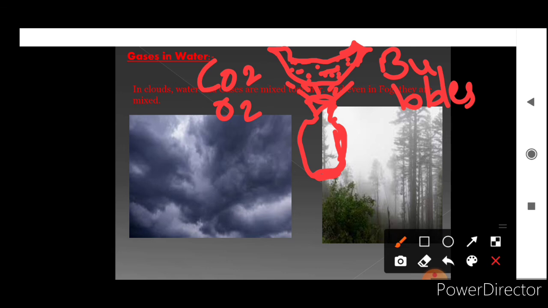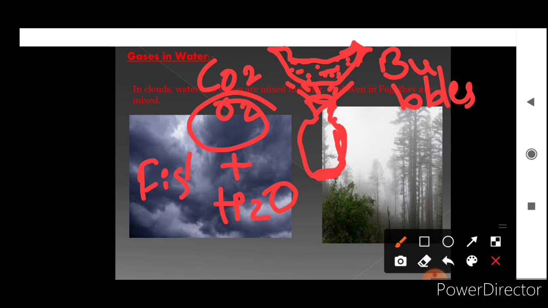For example, water in rivers, oceans and lakes, all these have dissolved oxygen in it. Because of this dissolved oxygen, the organisms are able to live. Fishes are able to live in water due to the oxygen dissolved in the water. O2 is dissolved in H2O. Due to this, the fishes and the remaining organisms are able to live in the water.